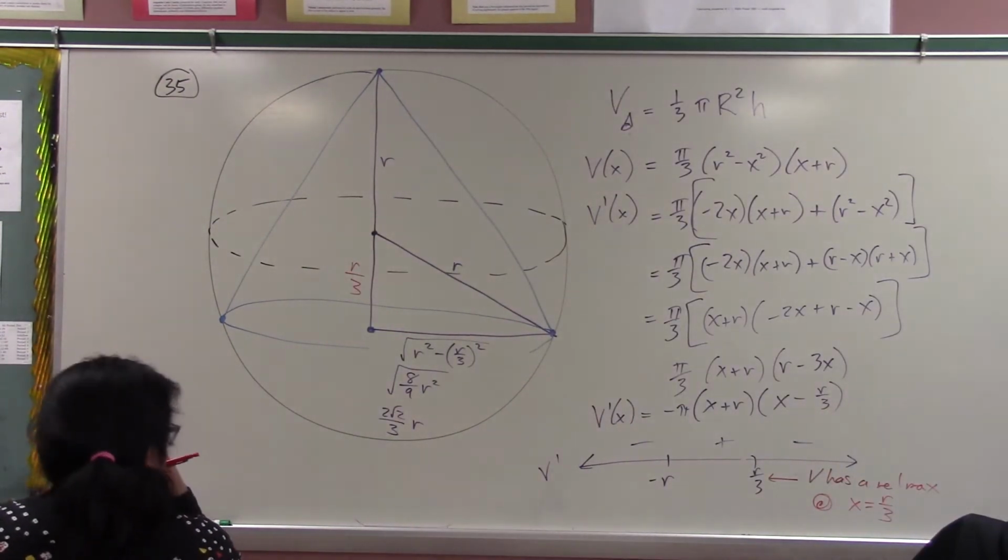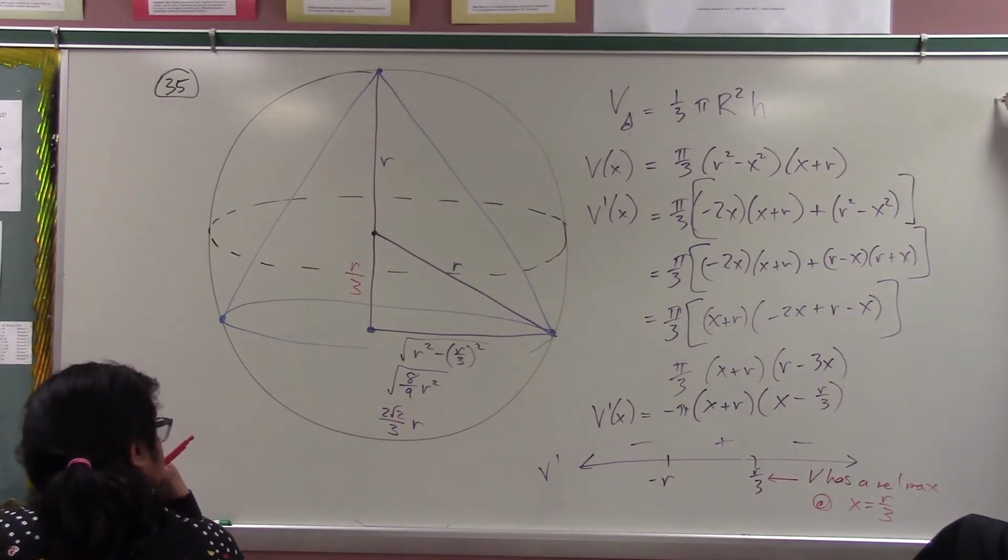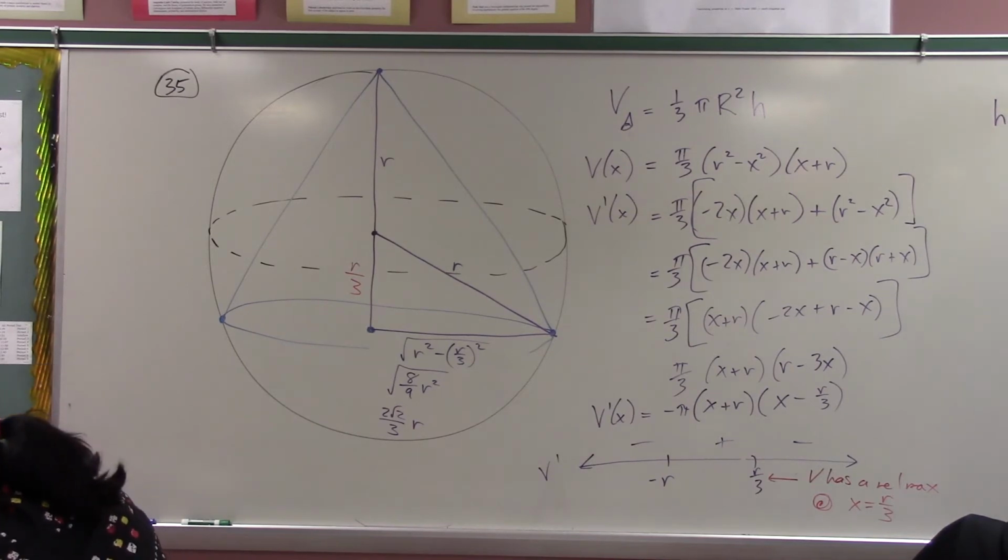The answer to the problem is that the height of the cone should be 4/3 the radius of the sphere, and the radius of the cone should be 2 root 2 over 3 times the radius of the sphere. And then to put it all together, you just find the volume.